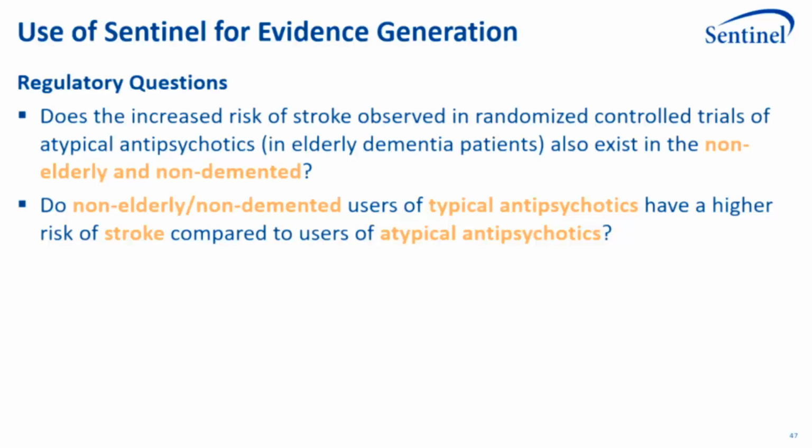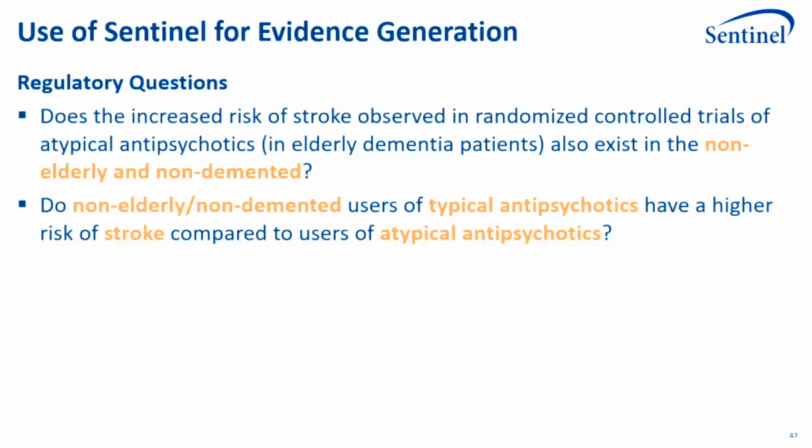So when we expand out to other populations, folks that are not elderly, folks with no evidence of dementia, do we still see that there's a stroke risk there? And then a secondary question was that stroke risk was only observed amongst atypical antipsychotics. Is there a similar risk for a related class of products, the typical antipsychotics?